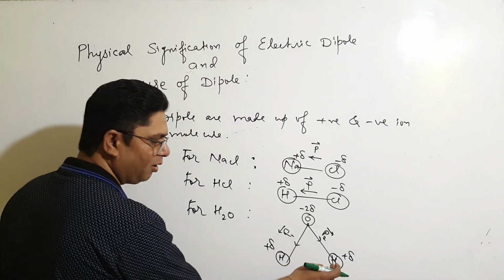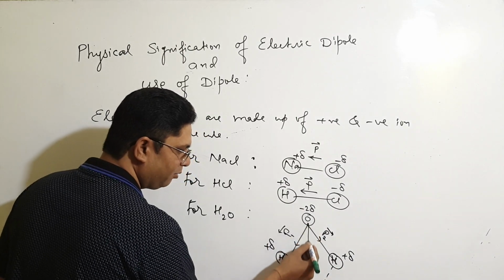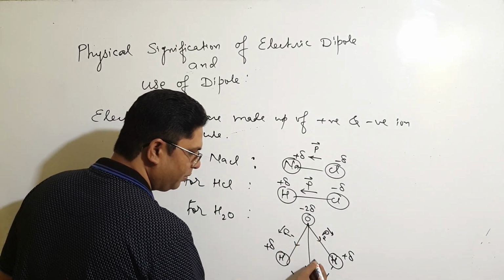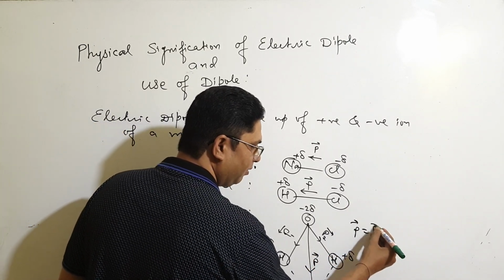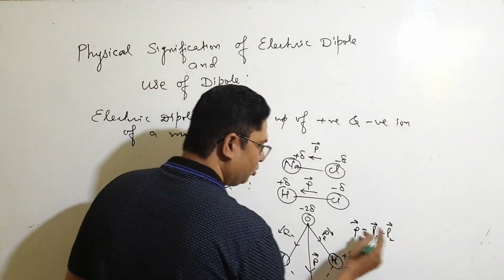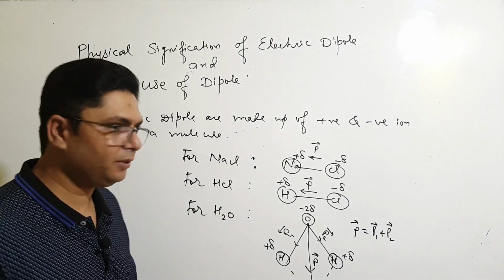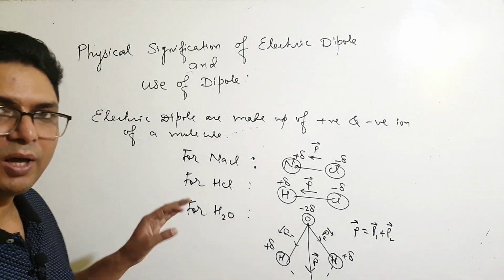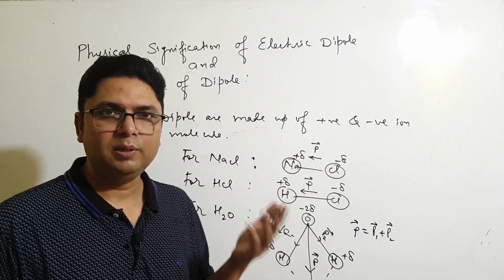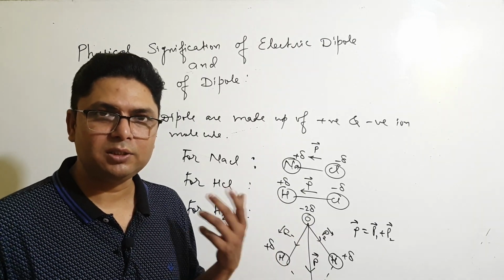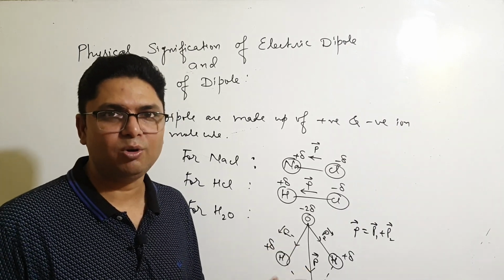So you have to draw a parallelogram using these two. Let us draw a parallelogram and join the diagonal. This diagonal gives you the resultant dipole moment P, which is given by P1 plus P2. So complicated molecules also can be understood with the help of dipole moment. This is the physical significance of dipole moment, where we learn about the dipoles of simple molecules and complicated molecules occurring in nature. They are naturally occurring molecules.